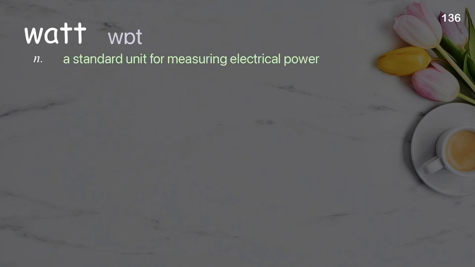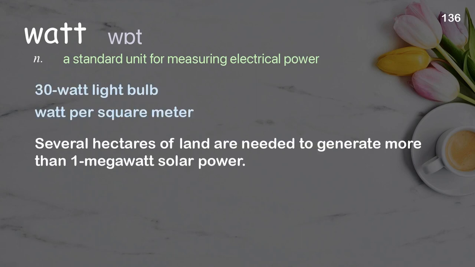Watt. A standard unit for measuring electrical power. Examples: 30-watt light bulb, watt per square meter. Several hectares of land are needed to generate more than 1 megawatt of solar power.